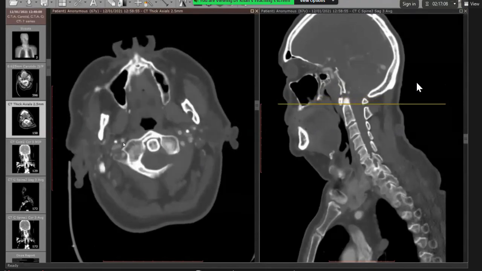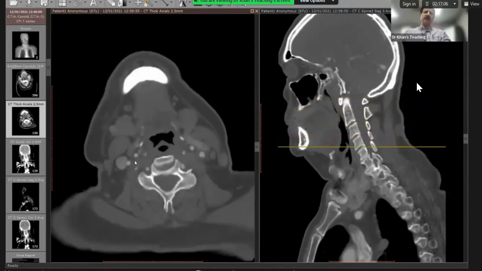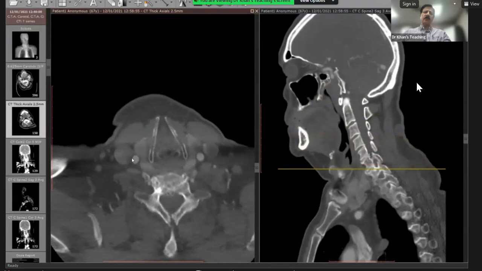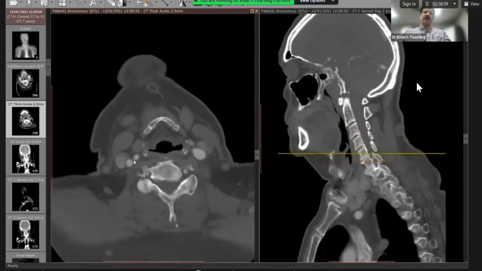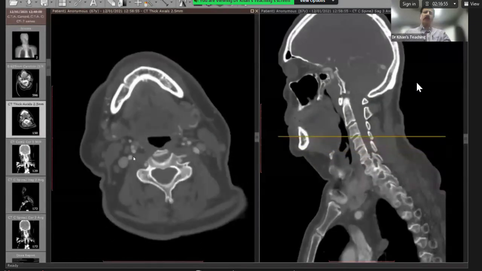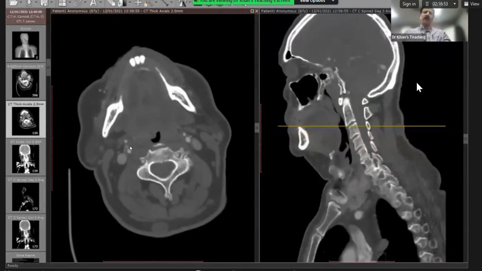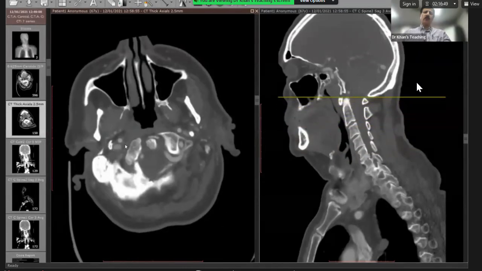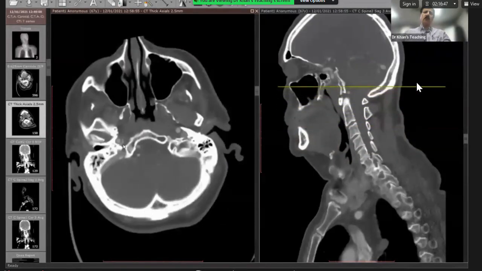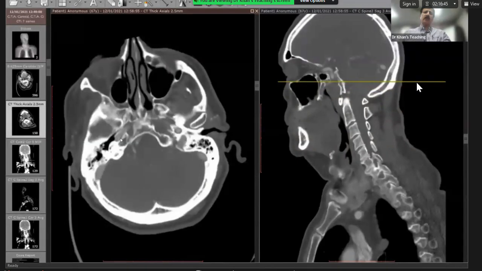Yes, I can. Okay, so if you see here, this is the common carotid artery. Now we are going up in the neck, and it divides into the external carotid and the internal carotid. Now we are going to follow the internal carotid and see how it goes into the carotid canal. So this is the internal carotid.